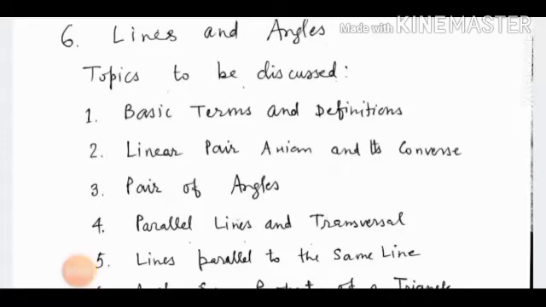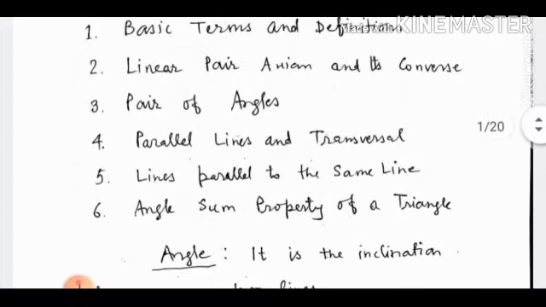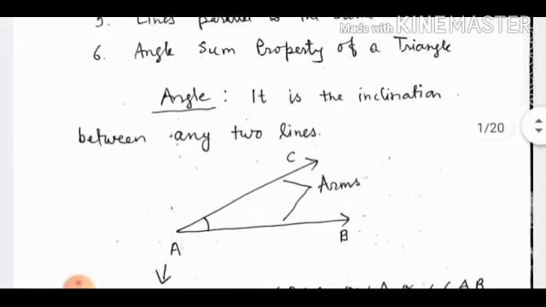Hello students, today we will discuss lines and angles. In this chapter, the following topics are to be discussed: basic terms and definitions, linear pair axiom and its converse, pair of angles, parallel lines and transversal, lines parallel to the same line, angle sum property of a triangle.